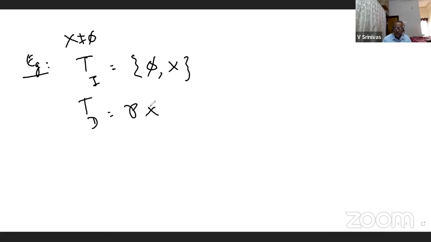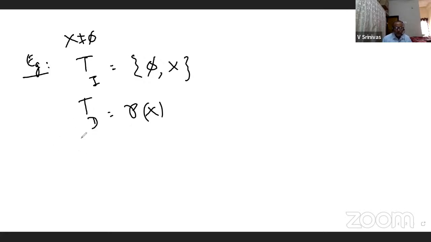The tau in the indiscrete topology consists of the empty set and the whole set. If X is any non-empty set, then you have a topology on capital X. It consists of these two elements. And the discrete topology consists of the whole power set of X. And then we looked at the co-finite topology, the co-countable topology, and so on.